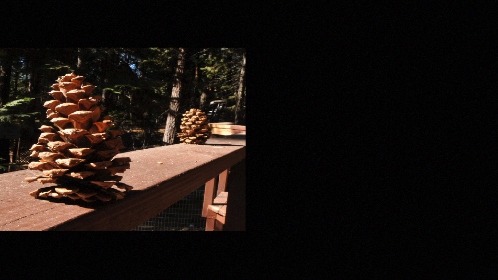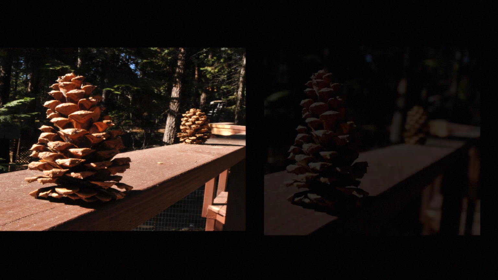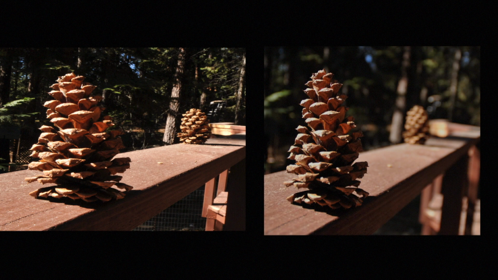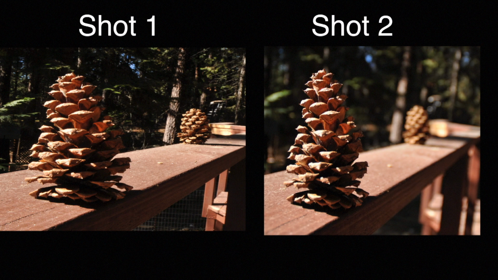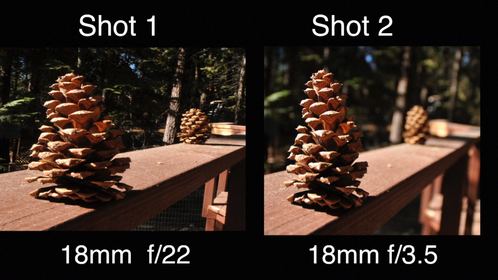Now, our assignment for this session is to select a subject and a busy background. You can use a person or a pine cone or anything that will remain still. Move in to fill the frame, leaving a little space around it so you can see the background. For shots 1 and 2, set your camera on the widest lens view. That'll be 18 millimeters for most of you. Take a shot at the highest f number, like f22, and the lowest f number, like f3.5.